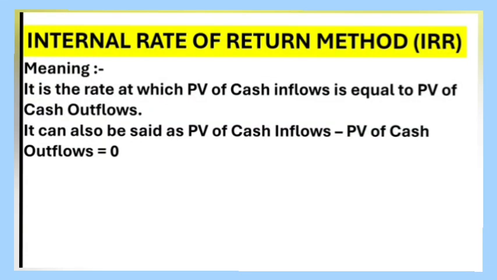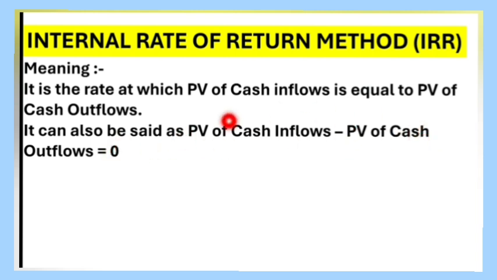Now let's discuss another method of capital budgeting, that is the internal rate of return method. So let's see what the meaning of it is. It is the rate at which present value of cash inflows is equal to present value of cash outflows. So it can also be represented as present value of cash inflows minus present value of cash outflows.